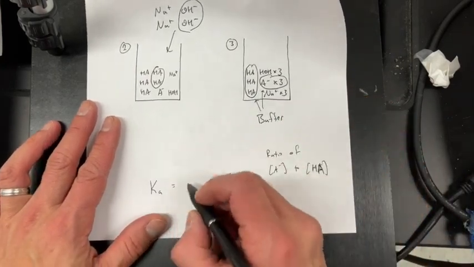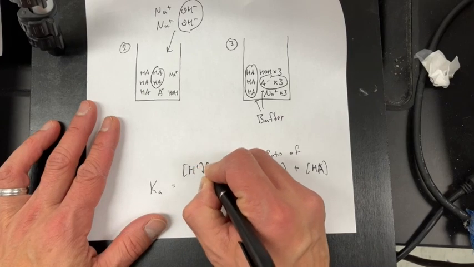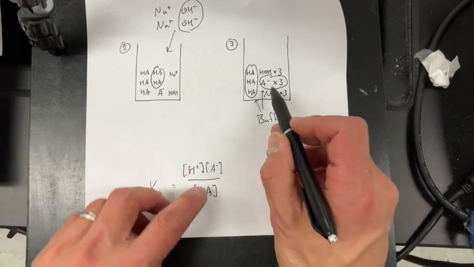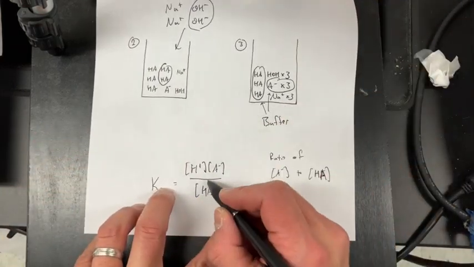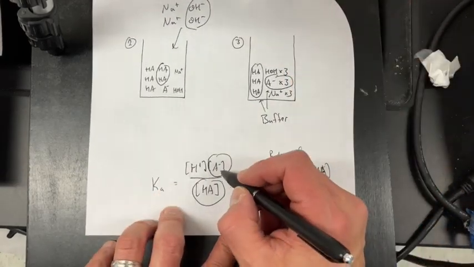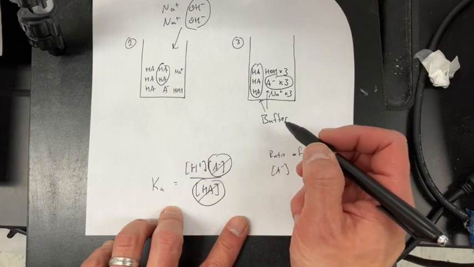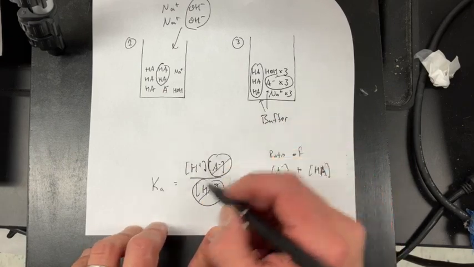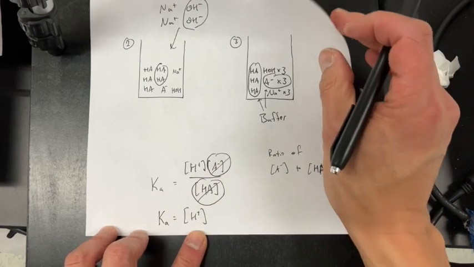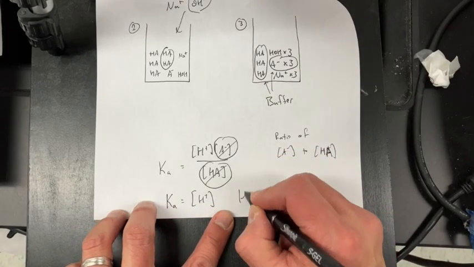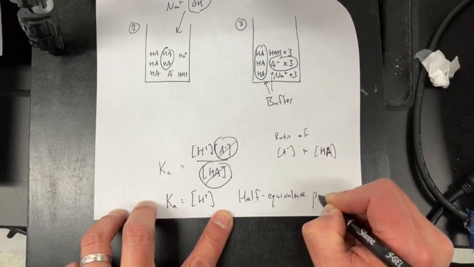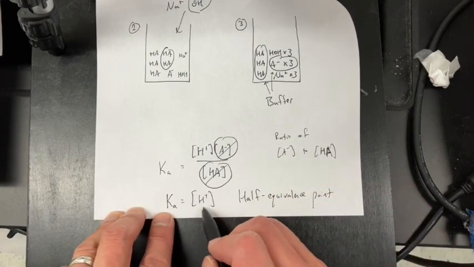And what's my ratio now? Well, Ka, remember, is H plus, A negative all over HA. And if these are the same, so if HA and A negative are the same, well, what happens to this expression? These actually cancel out. So at this point, Ka is equal to H plus. And this is called the half equivalence point.